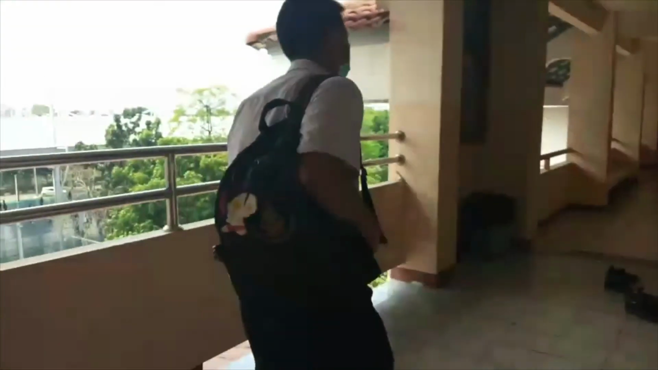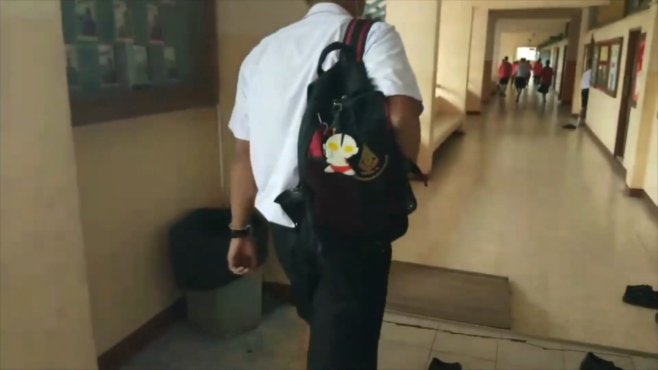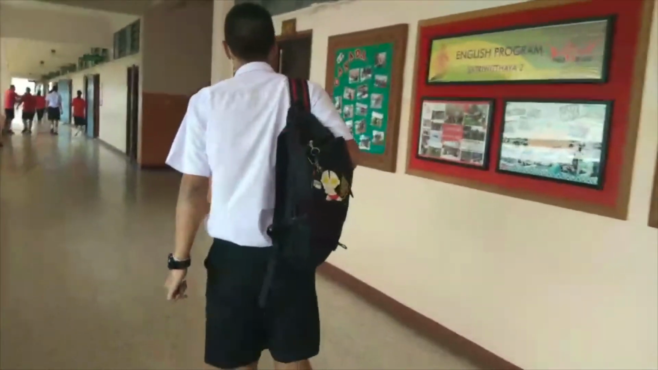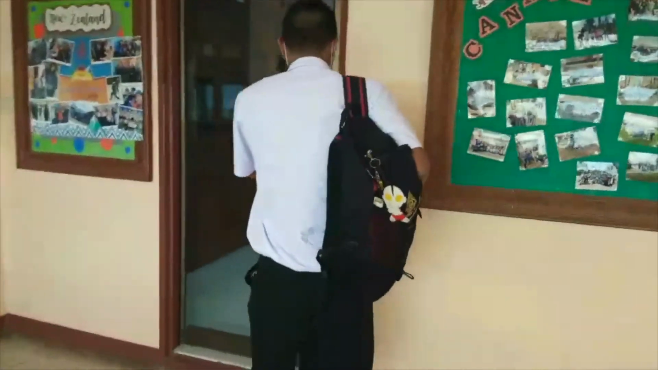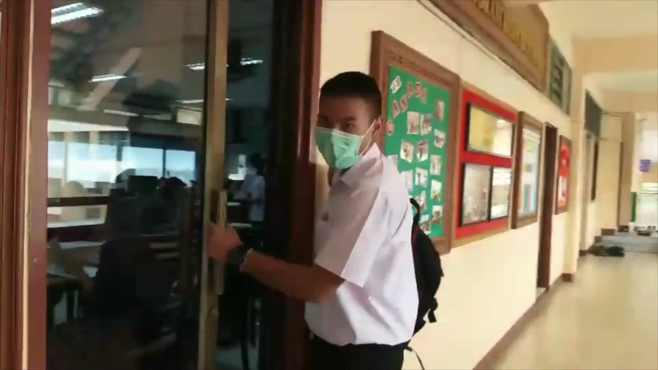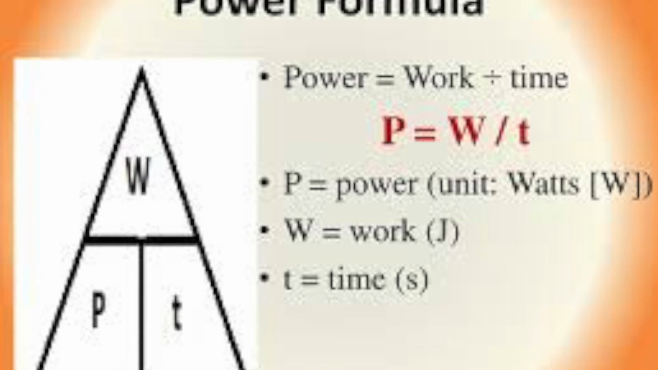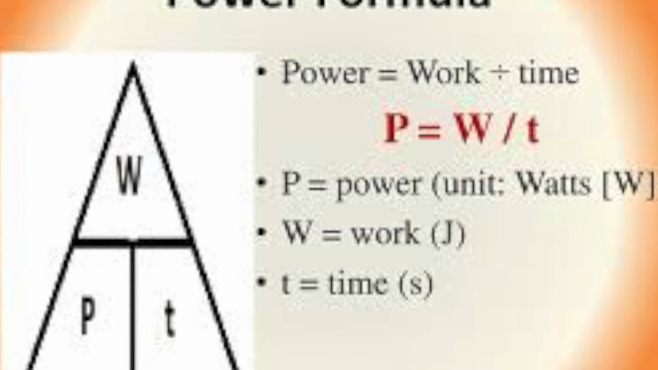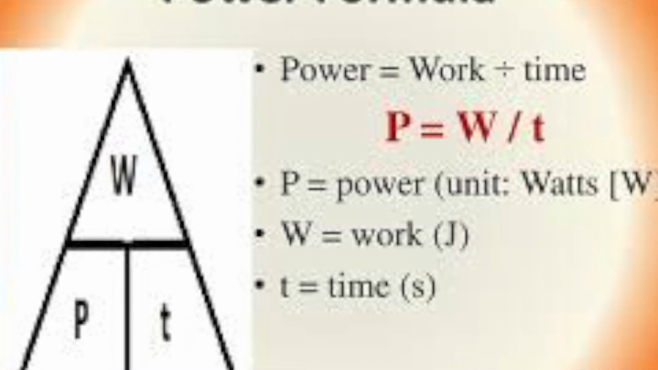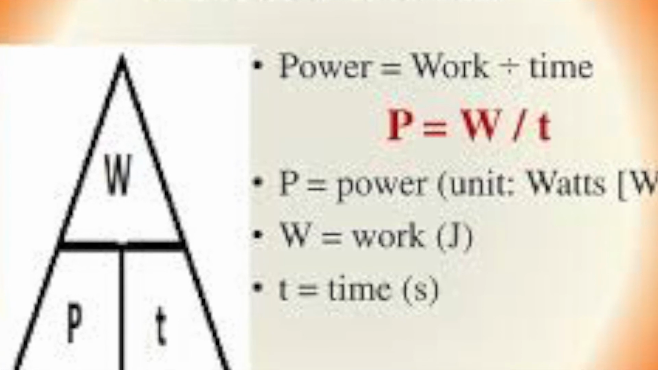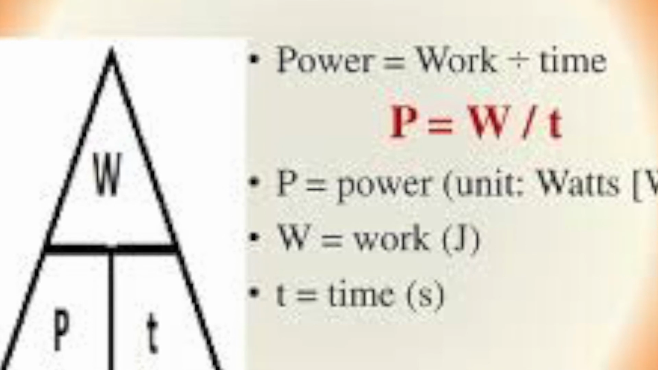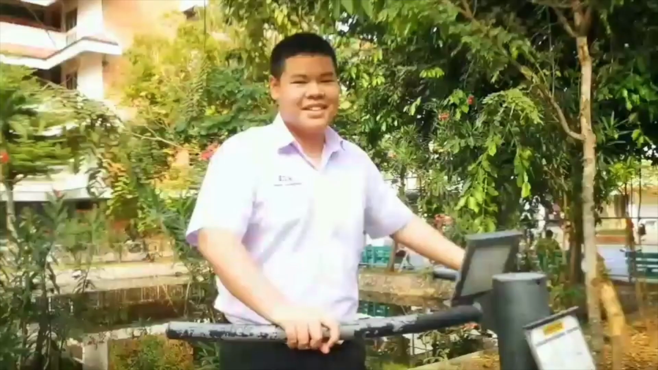Okay, next is power. Power is the rate at which work is done, or how quickly work can be done. The formula of power is power equals work divided by time, or force times displacement divided by time, which equals force times speed. The unit of power is the watt, or joules per second. We can increase power by increasing the work or decreasing the time.